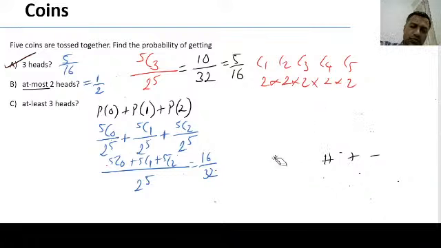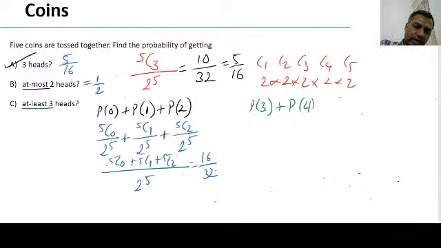At least 3 heads. What do you mean by the words at least 3 heads? I'm quickly introducing various words here as well. At least 3 heads. What did we say? Probability of getting 3 heads, or probability of getting 4 heads. In fact, you can write 3H, 4H, etc.